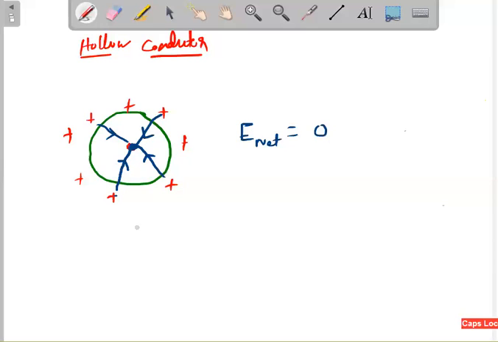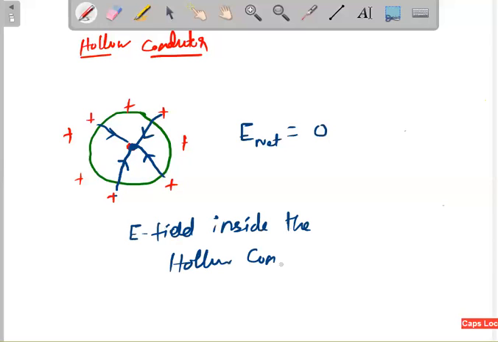Electric field inside the hollow conductor is equal to what, sir? 0. Electric field irundhalum automatically adu enna aayidudhu, cancel aayidudhu.